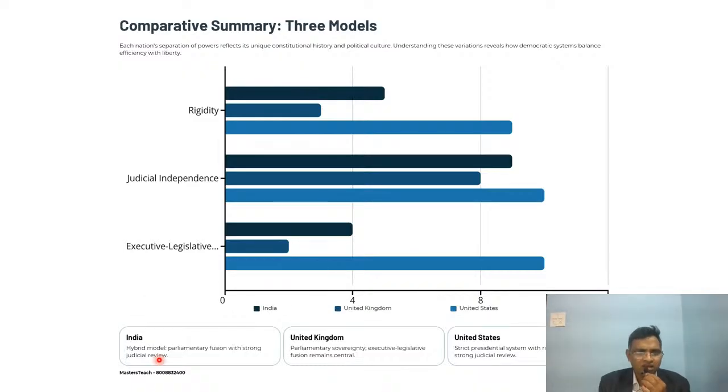India has a hybrid model, parliamentary fusion with strong judicial review, whereas in the United Kingdom, parliamentary sovereignty is there and executive and legislative fusion remains central. The United States is a strict presidential system with rigid separation and strong judicial review. This is for representation purposes.